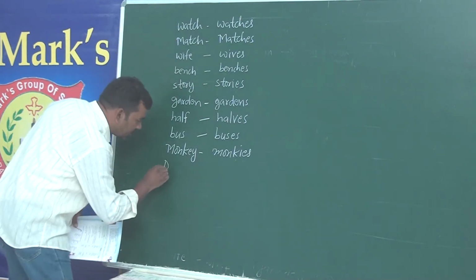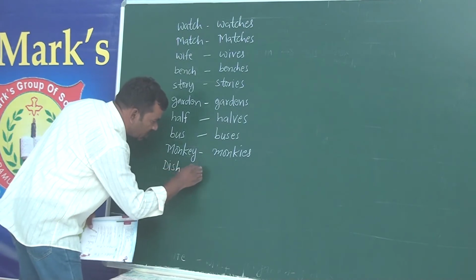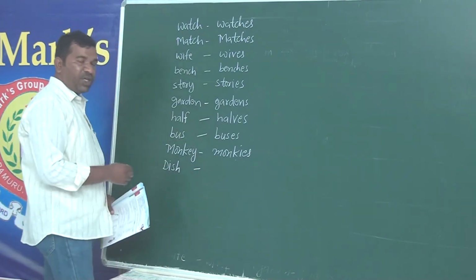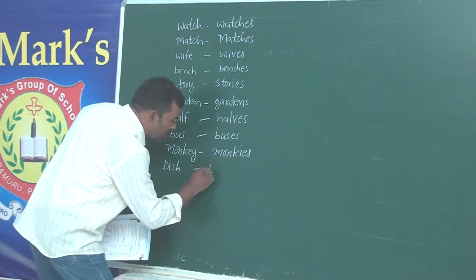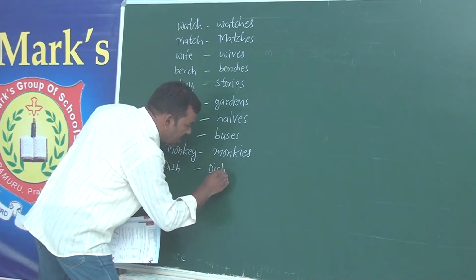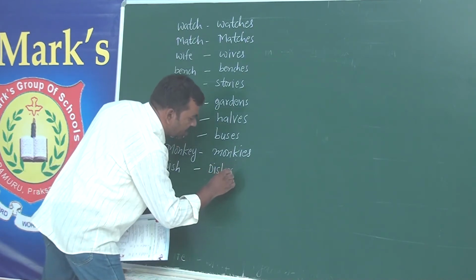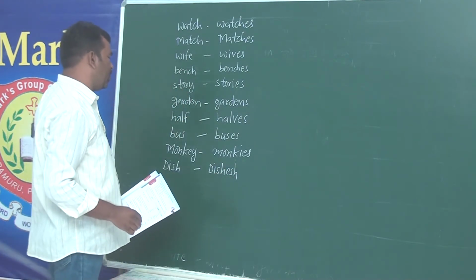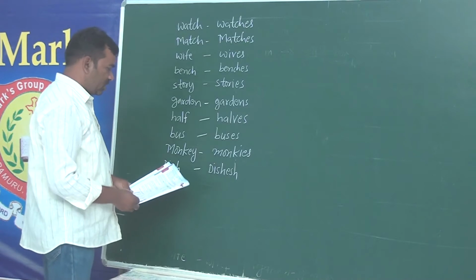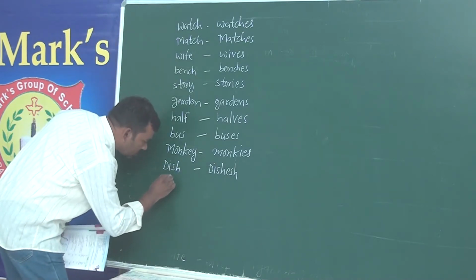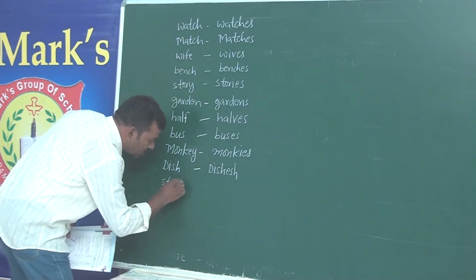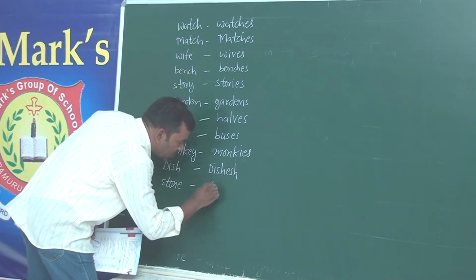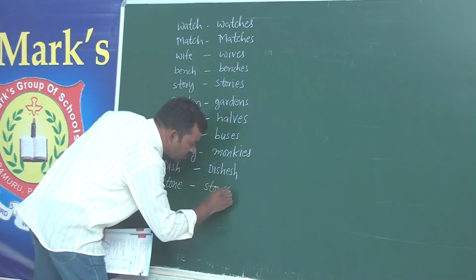Then dish. The words which end with SH get ES at the end. Dishes. Next, stone. This is simple, stones, we just add only S to it.